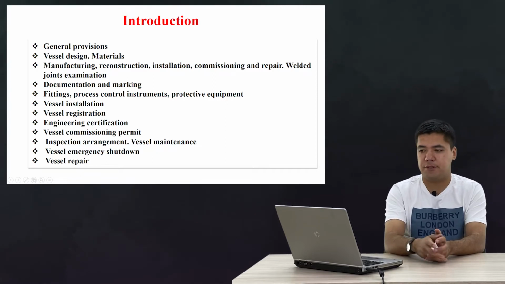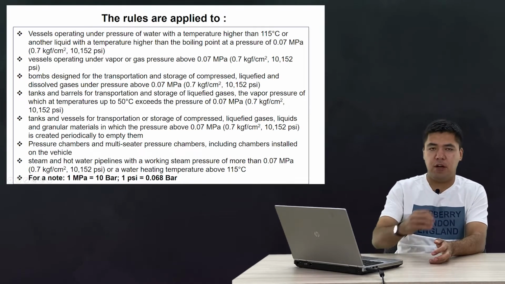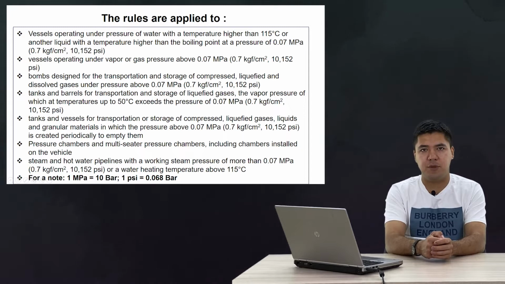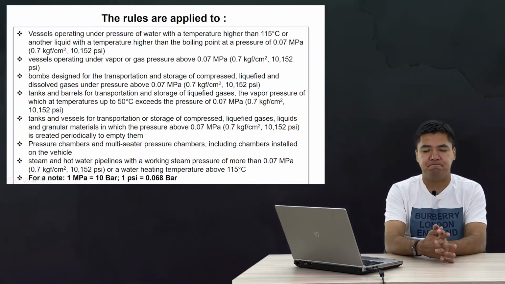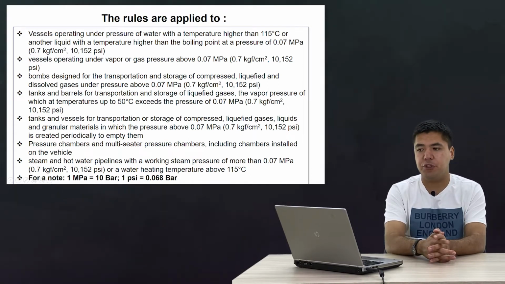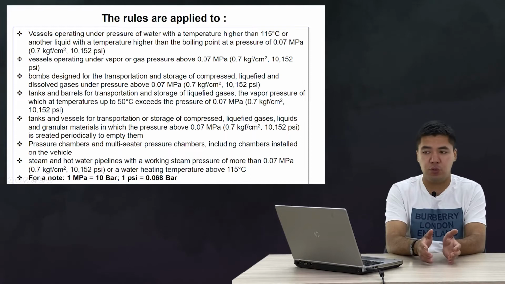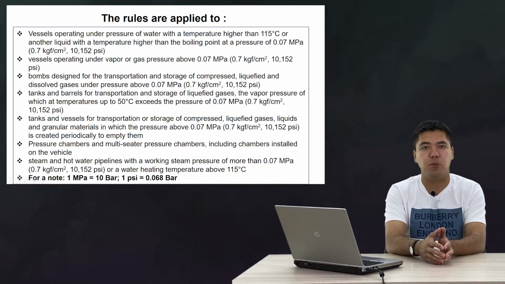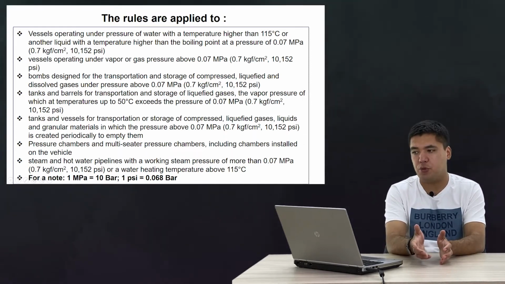All of them can be good examples of pressurized equipment or vessels. And according to the law, as I mentioned with the title and number of the law, there is its own explanation from our government of what a pressurized vessel or equipment is. For example, vessels operating under pressure of water with a temperature higher than 115 degrees Celsius, or another liquid with a temperature higher than the boiling point of water, or at a pressure of 0.07 megapascals.